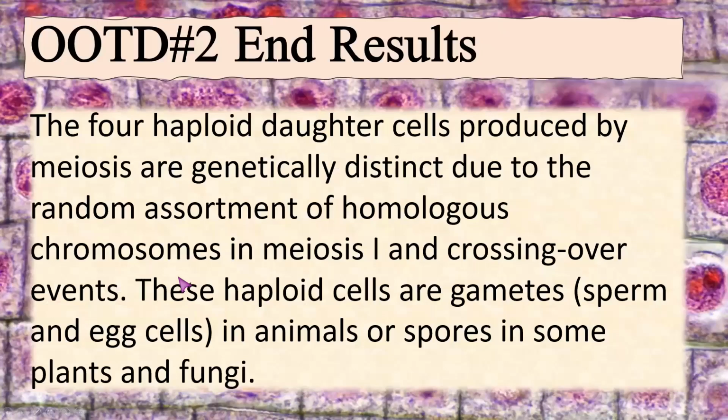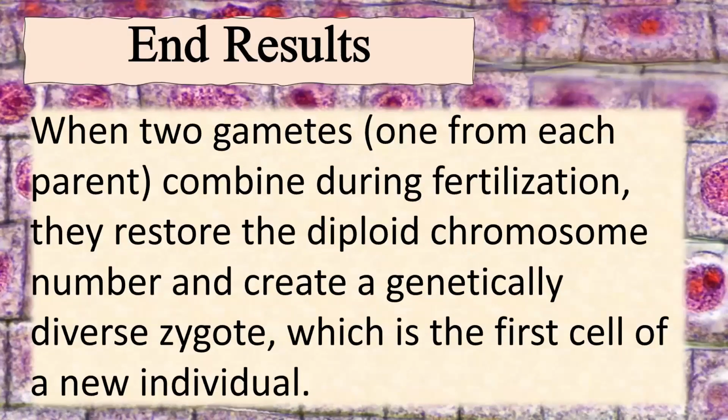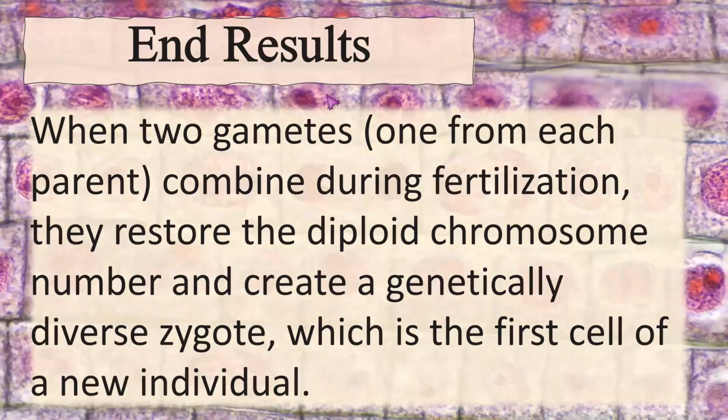So at the end result, the 4 haploid daughter cells produced by meiosis are genetically distinct due to the random assortment of homologous chromosomes in meiosis 1 and crossing over events. These haploid cells are gametes, sperm and egg cells in animals, or spores in some plants and fungi. When two gametes, one formed from each parent, combine during fertilization, they restore the diploid chromosome number and create a genetically diverse zygote, which is the first cell of a new individual.